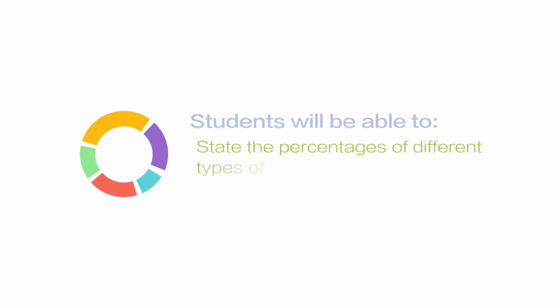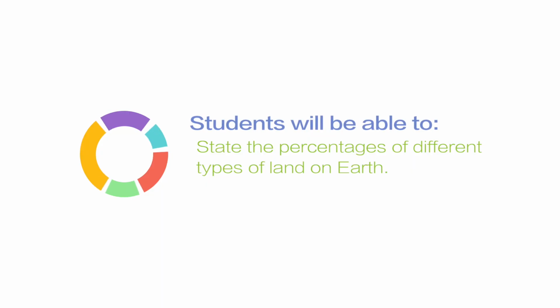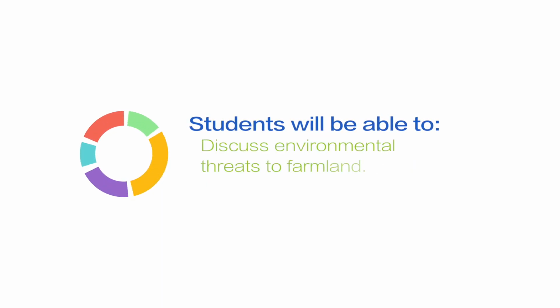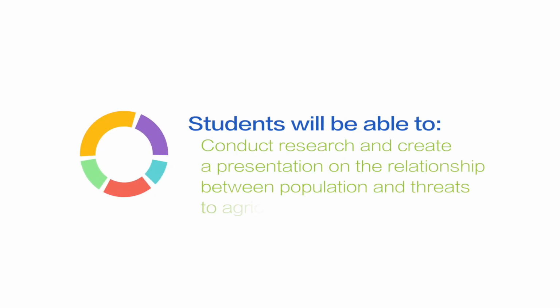This lesson uses a sliced up apple as a model to show how much agricultural land is currently being used on Earth. By the end of this lesson, students will be able to state the percentages of different types of land on Earth. Older students will be able to discuss environmental threats to farmland and conduct research on the relationship between population growth and human-caused threats to agricultural land.